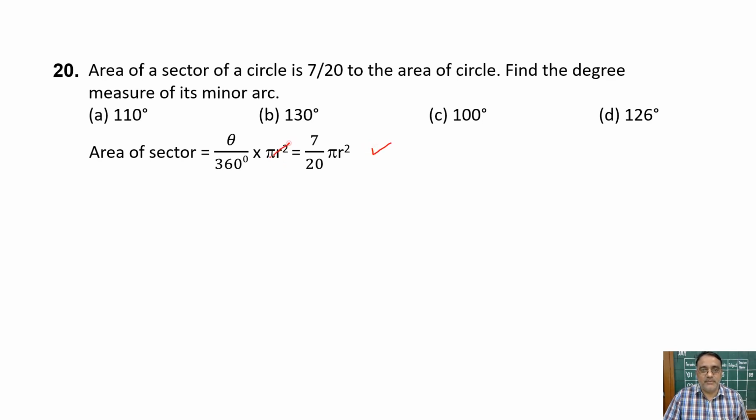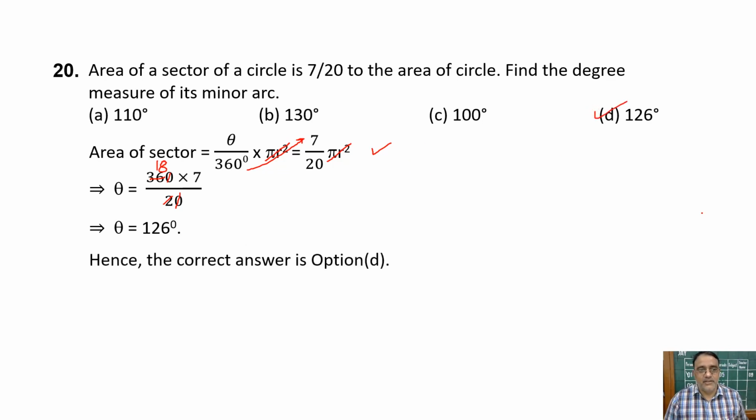Yes, sir. So pi r square cancel कर लो, 360 यहाँ पे शिफ्ट करो, so we'll get 360 into 7 upon 20, और ये 20 से हम लोग कैंसिल कर सकते हैं, 18, we are getting 18. So 18 into 7 is nothing but it is 126. So correct option is Option D. Option D, right. So this is the last question of today's session.